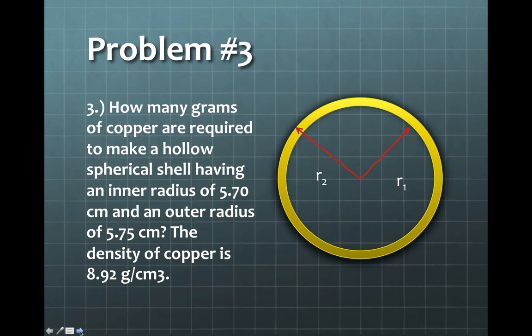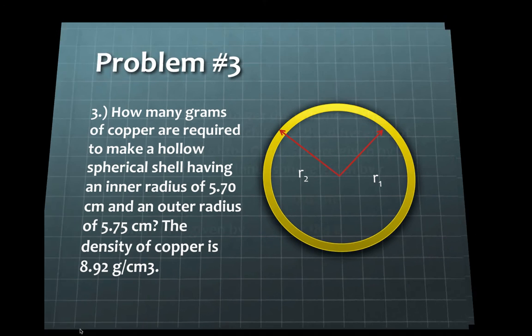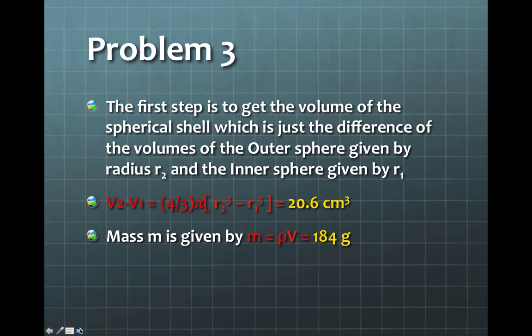For our third problem, we are tasked to determine the mass of a spherical shell described by its outer and inner radii. Using this, we derive the volume of the shell from the difference in volume between spheres, characteristic of the outer and the inner radii.